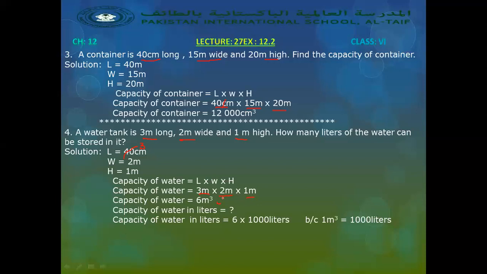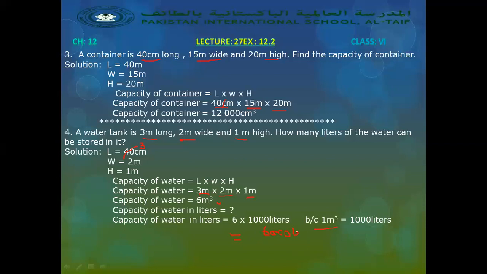Now we have to find the capacity of water in liters. Definitely, 1 cubic meter is equal to 1000 liters. So 6 will be multiplied by 1000 liters, where 1 cubic meter is replaced by 1000 liters, and exactly its answer will be 6000 liters. 6000 liters is the answer.